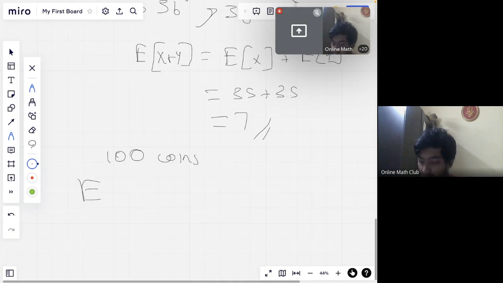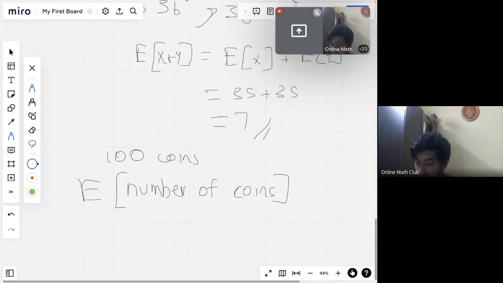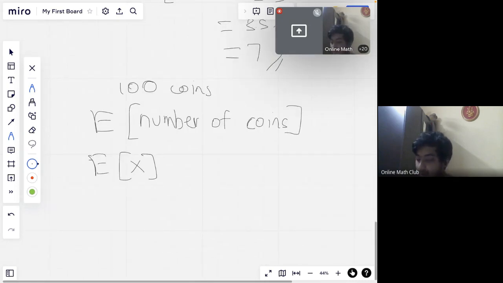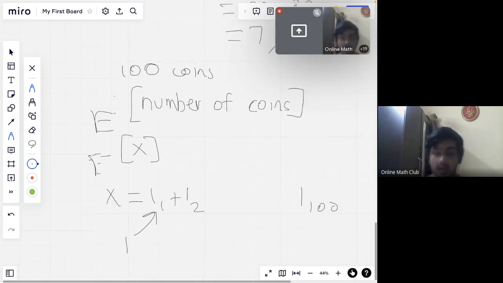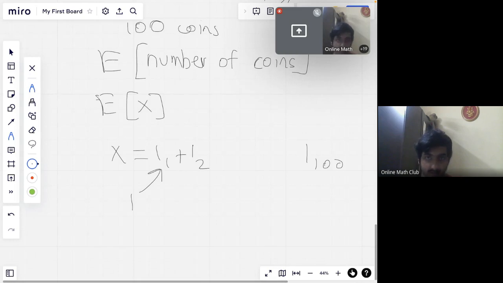Now the expected number of coins. So this is what we're going to do. How we're going to split this into a sum is, we want E of X, where X is the number of heads, and we're going to split this into I1 plus I2 plus till I100, where I1 is equal to 1 if the coin is heads, 0 if it's tails.